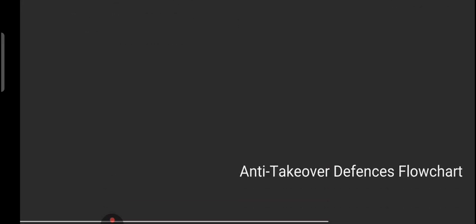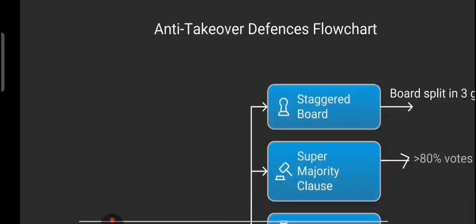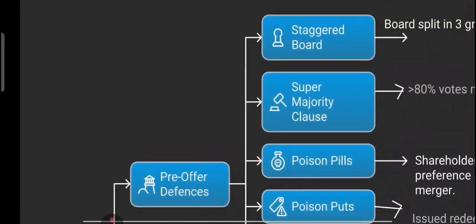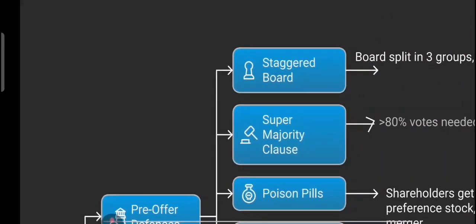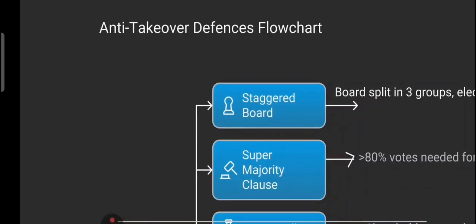Now friends, have a look at this anti-takeover defense flowchart. What are some defense techniques of anti-takeover? When a company senses that it might be taken over, especially in a hostile way, it can use several defense tactics to protect itself, and these are called anti-takeover defense.